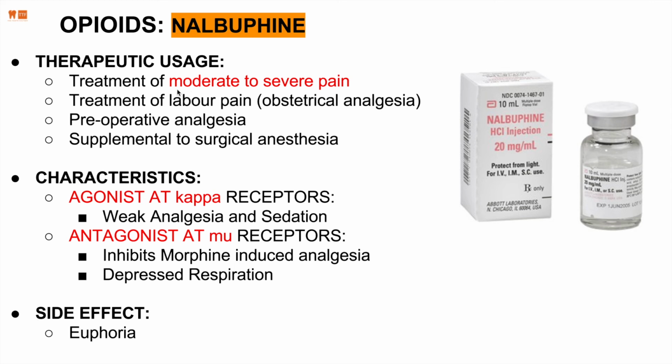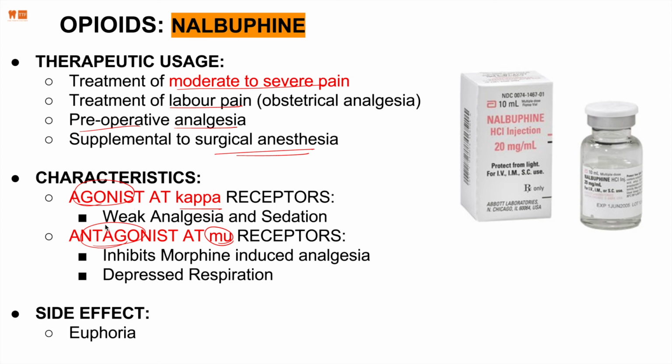Nalbuphine. Therapeutic uses are moderate to severe pain or treatment of labor pain, preoperative analgesia, and supplemental surgical analgesia or anesthesia. Characteristics: we got agonist at kappa and antagonist at mu. So this is both, right? It's got an agonist and antagonist mixed property.